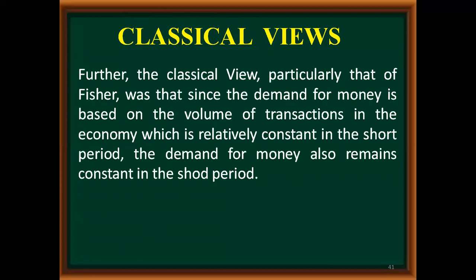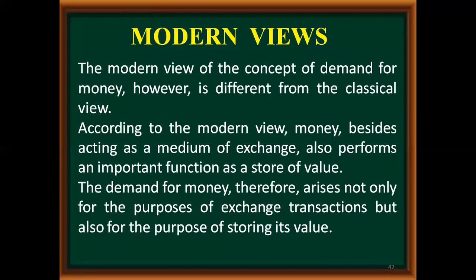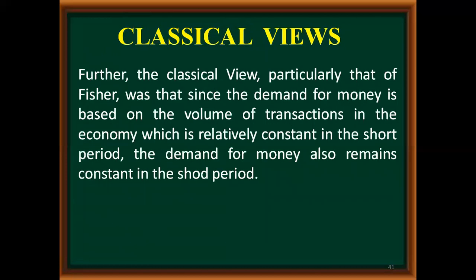So the difference between the classical views and modern views is that classical people considered only one function, that is medium of exchange, whereas modern economists consider the second function of money, that is store of value. So the basic difference between these two views, classical theory and modern theory, lies in the fact that classical people consider the transaction function of money, whereas the modern people consider the store of value function of money.